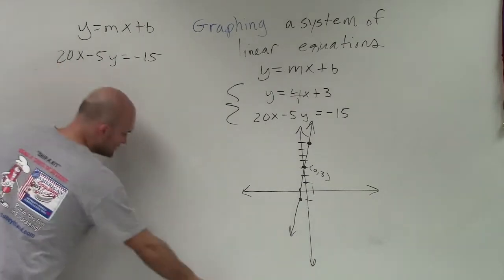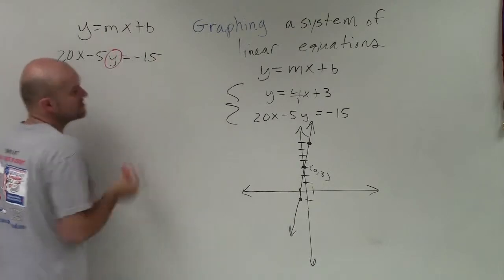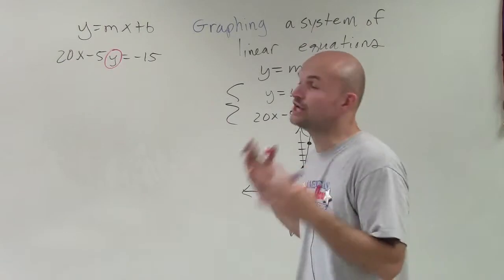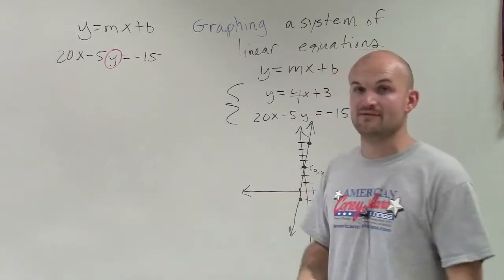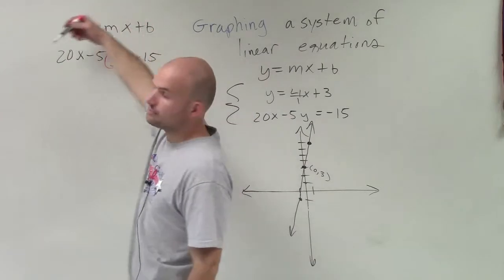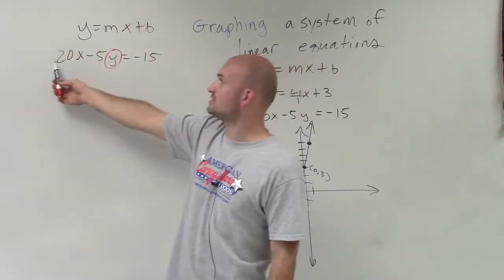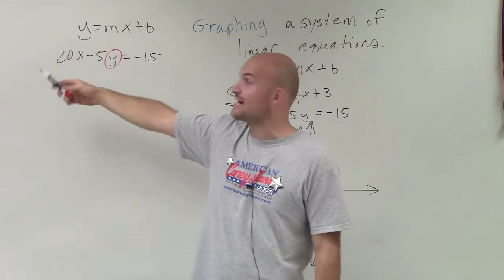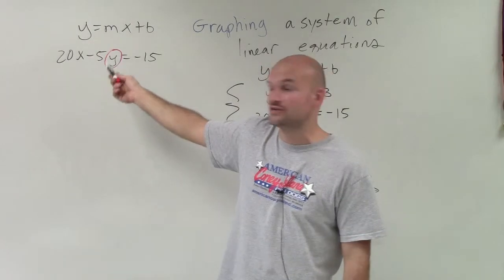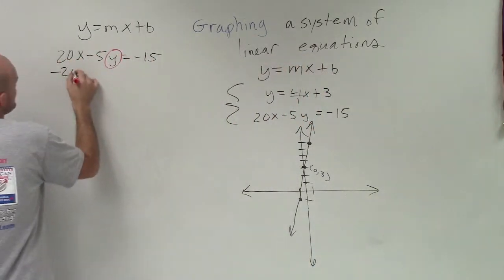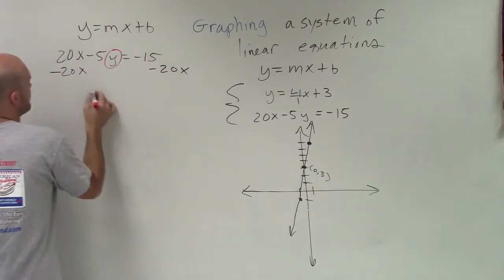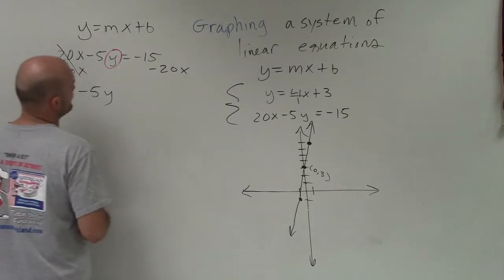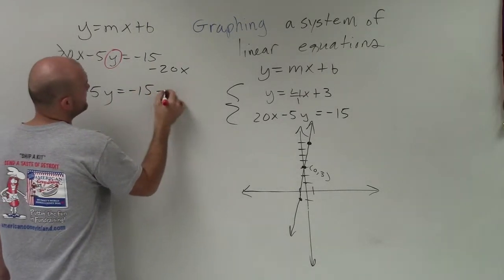So that means what I need to do is I need to isolate this y variable. And to do that, I need to use my inverse operation. So I need to undo the operations that's being applied to my variable. So first thing we always do is undo addition and subtraction. And what we notice is that this y is being added by a 20x. If I was to rewrite this, this is a positive 20x. So the 20x is actually being added to this y. So I'm going to subtract 20x. Therefore, I have a negative 5y, because 20x minus 20x goes to 0x. So I have a negative 5y equals negative 15 minus 20x.